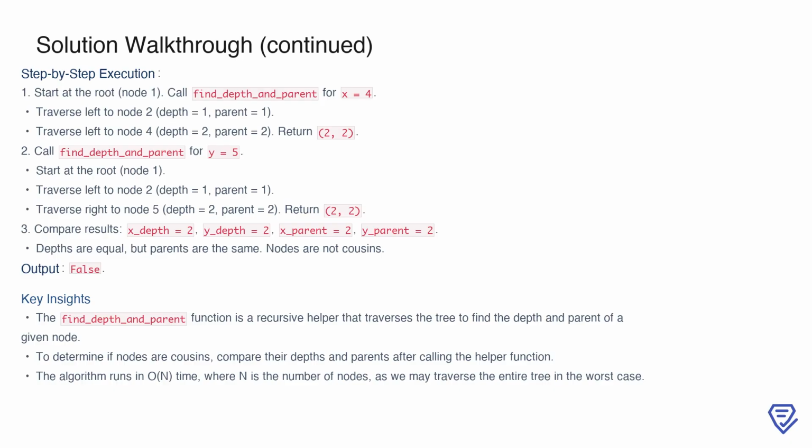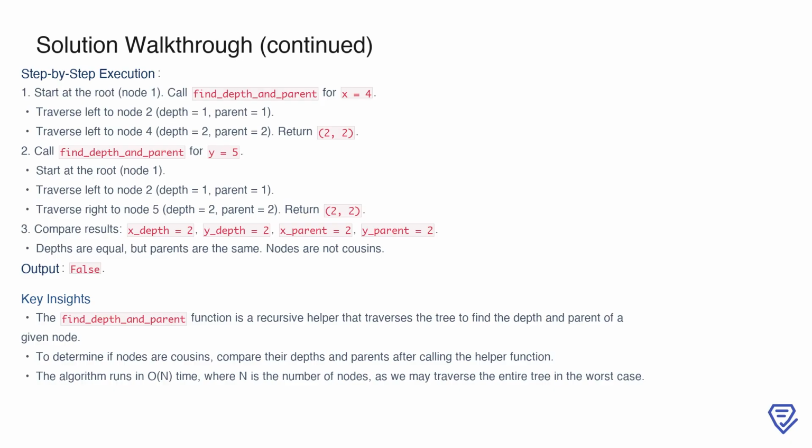To find information for node 4, we start at the root, traverse left to node 2 at depth 1, and then go left again to node 4 at depth 2, with node 2 as its parent. This gives us depth 2, parent 2, for node 4. For node 5, starting from the root, we traverse left to node 2 and then go right to node 5, which is also at depth 2 with node 2 as its parent. This results in depth 2, parent 2, for node 5.